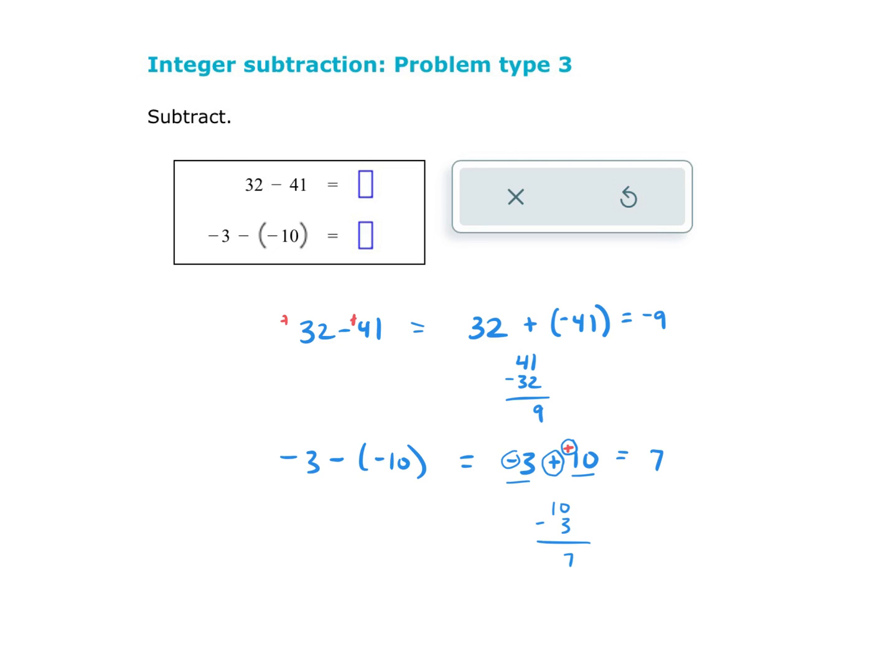I do recommend that when you're doing these problems early on, that you do actually work them out like this and say, okay, I have 32 positives, I'm trying to take away 41. I don't have enough, and then actually write it out where you're giving yourselves the positive and negatives, and then you're canceling out so that you can see how we transform this problem.